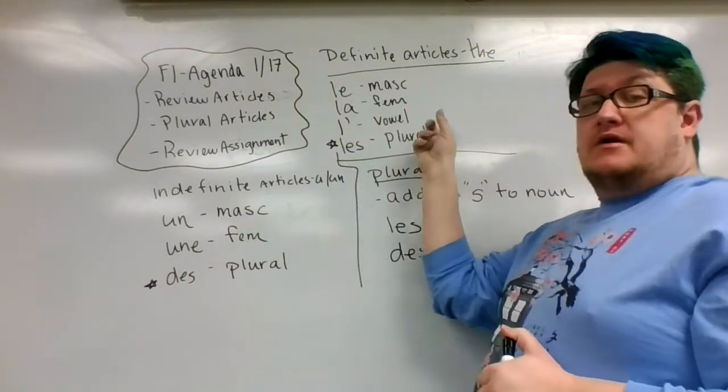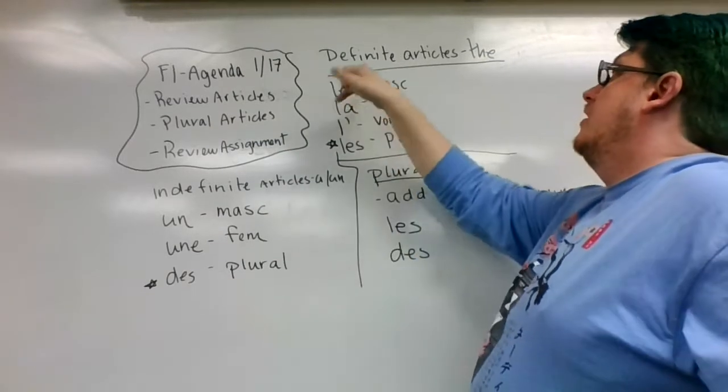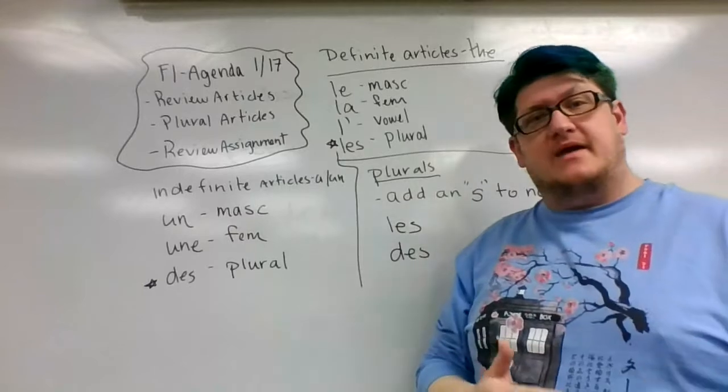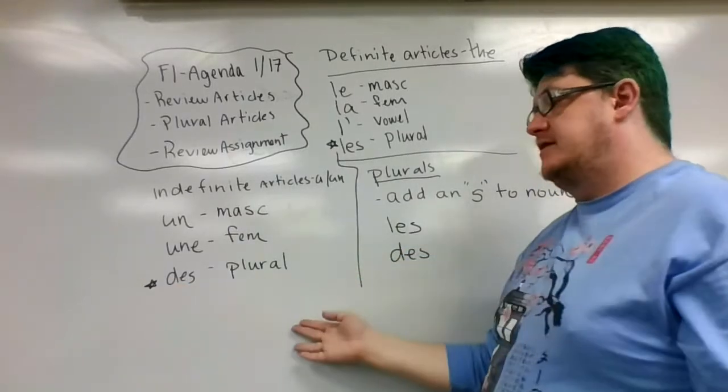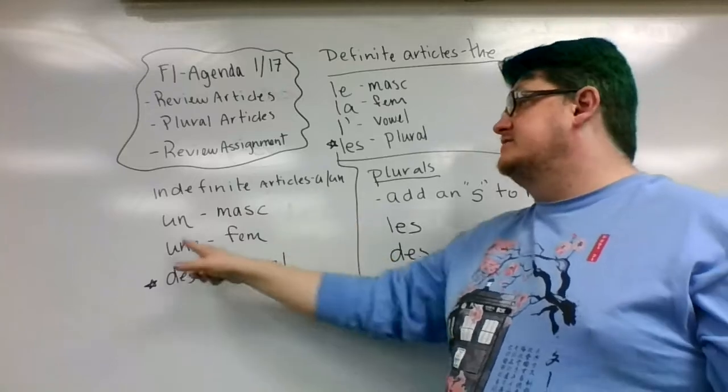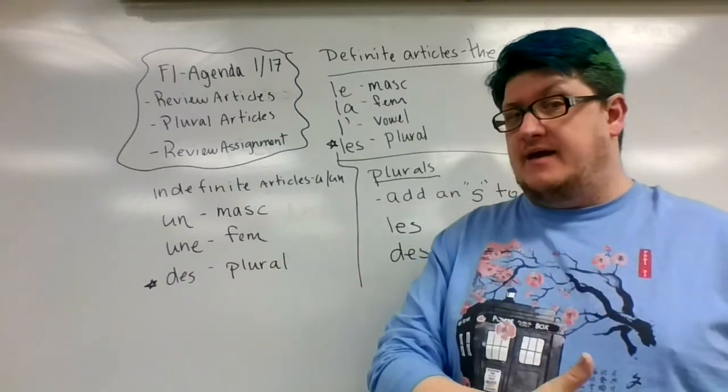We talked about definite articles a while ago, which are le, la, l apostrophe, and they mean the. So le café, the cafe, right? Indefinite articles, un and une, mean a or an. So un café, a cafe.